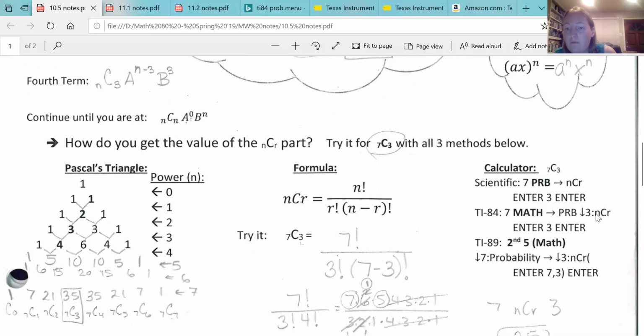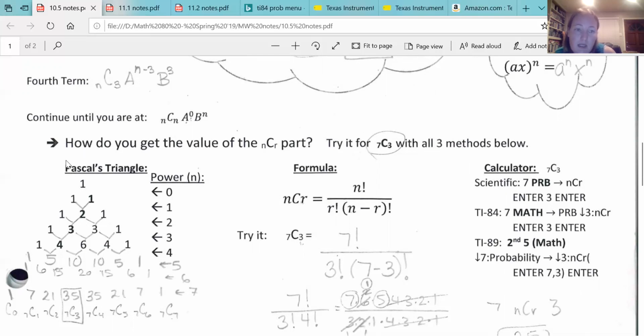Or in the other one, put it first, then go into the function and then the second, and then enter. So you can see 7, select your option, 3, and then enter. Here you have the input as 7, 3 in parentheses. So there's the calculator directions.